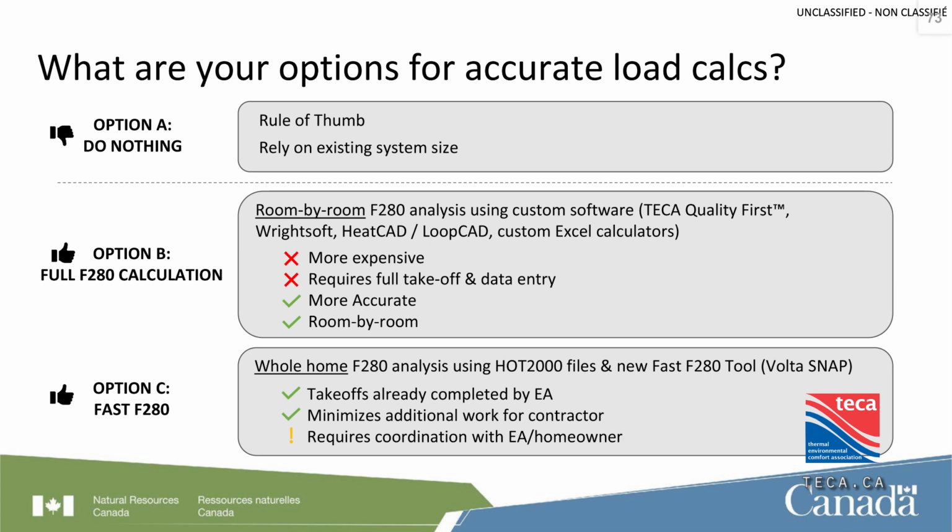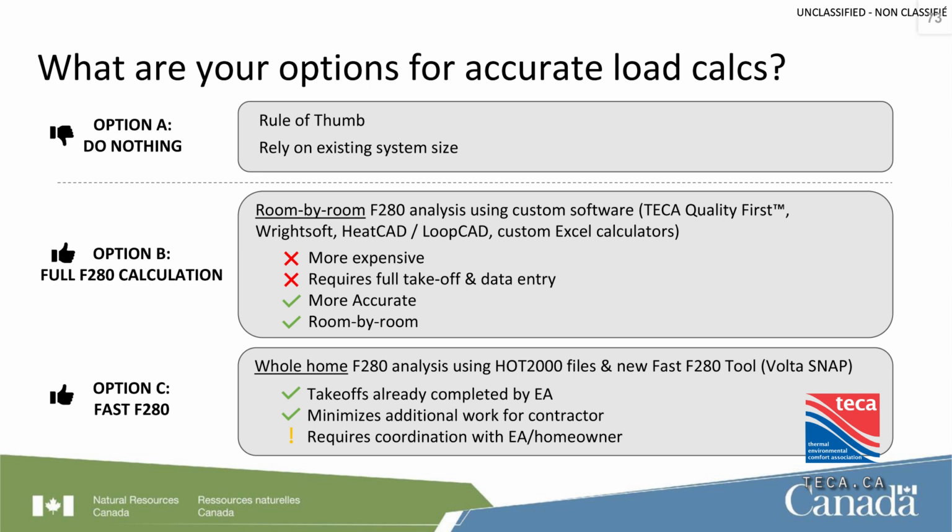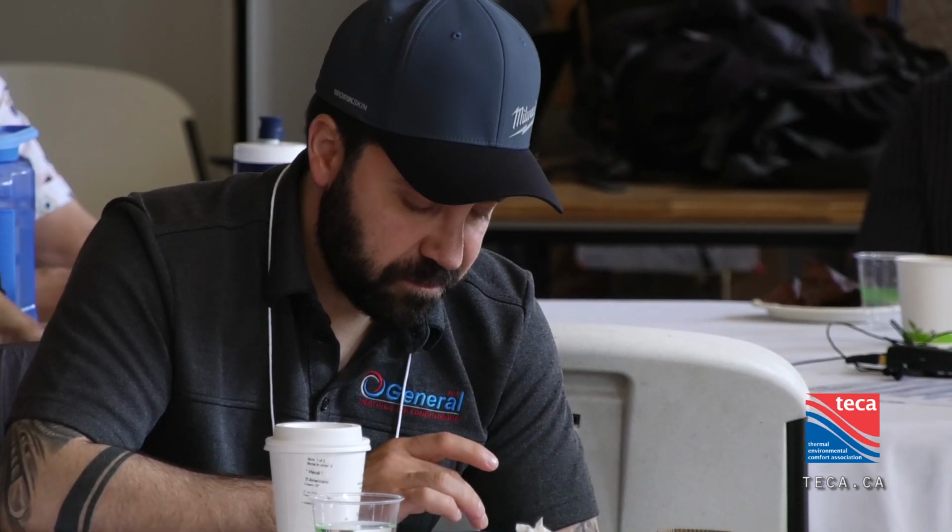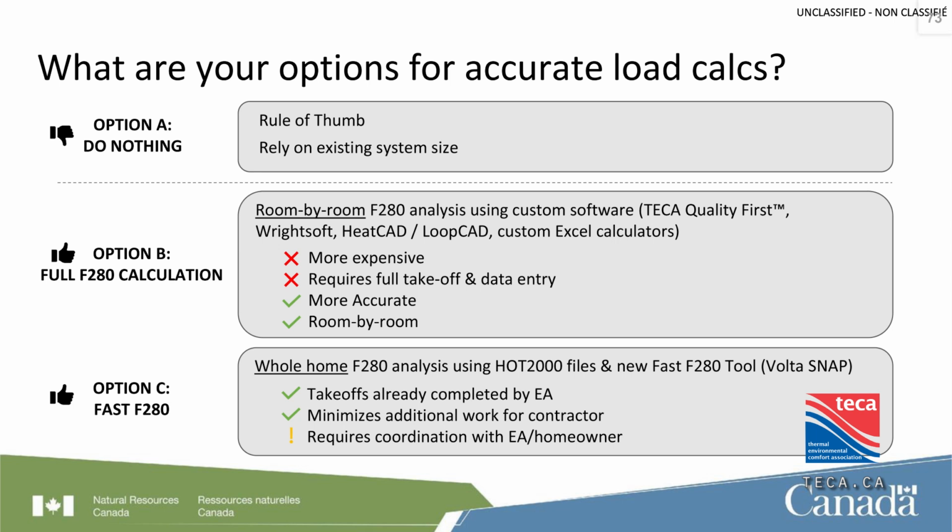So some of the bonuses for this is that the energy advisor has already done a lot of the work. Obviously, we've done the takeoffs. It would minimize the work for you, the contractor, if an energy advisor can simply hand you a report for a full block F280 calculation that is compliant with F280, obviously. It does require coordination with the energy advisor and the homeowner.